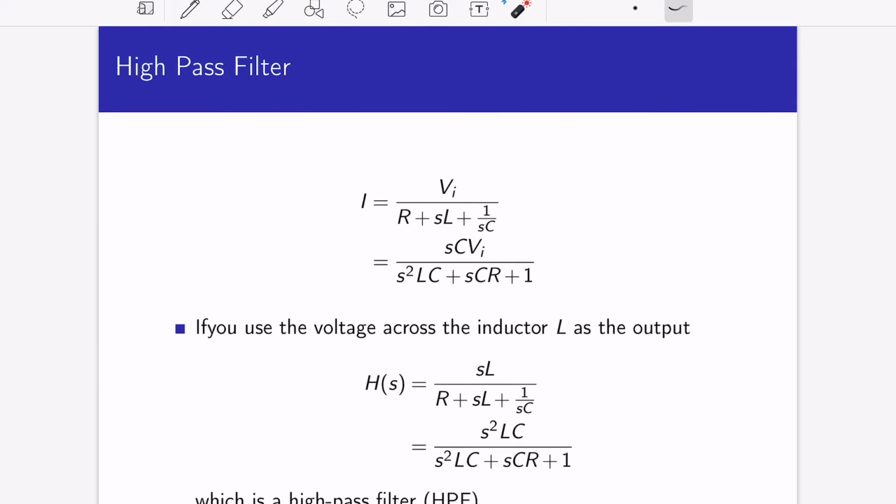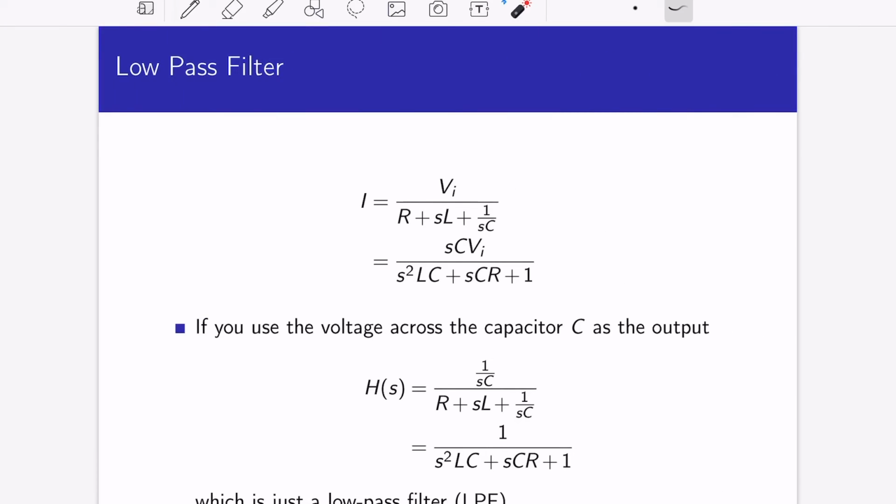If we consider the voltage across the inductor as the output, we can write H of S for this new transfer function as S squared LC over S squared LC plus SCR plus 1, which is a high-pass filter. Using the voltage across the capacitor as the output, we get the transfer function 1 over SC over R plus SL plus 1 over SC, which simplifies to 1 over S squared LC plus SCR plus 1, and this is a low-pass filter.